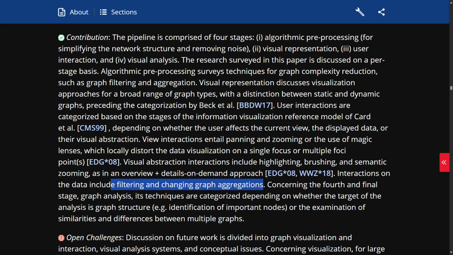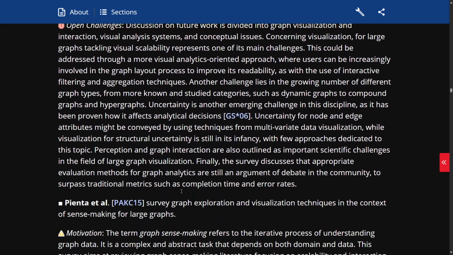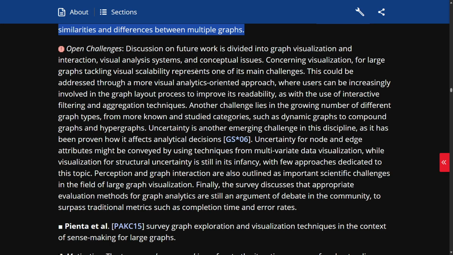Concerning the fourth and final stage, graph analysis, its techniques are categorized depending on whether the target of the analysis is graph structure, for example, identification of important nodes, or the examination of similarities and differences between multiple graphs. Open challenges: discussion on future work is divided into graph visualization and interaction, visual analysis systems, and conceptual issues. Concerning visualization, for large graphs, tackling visual scalability represents one of its main challenges. This could be addressed through a more visual analytics-oriented approach, where users can be increasingly involved in the graph layout process to improve its readability, as with the use of interactive filtering and aggregation techniques.